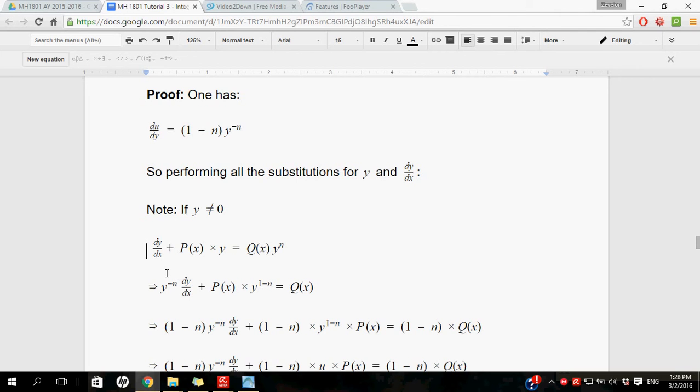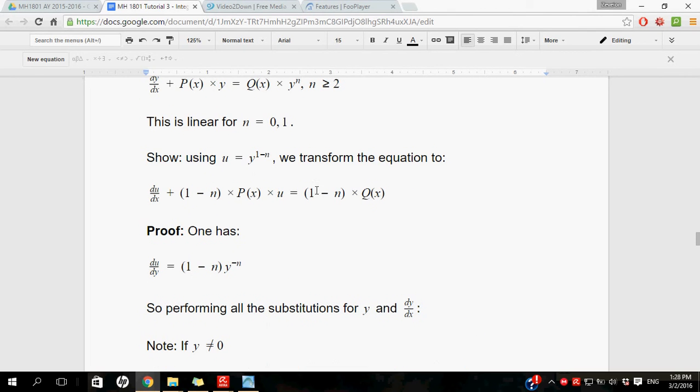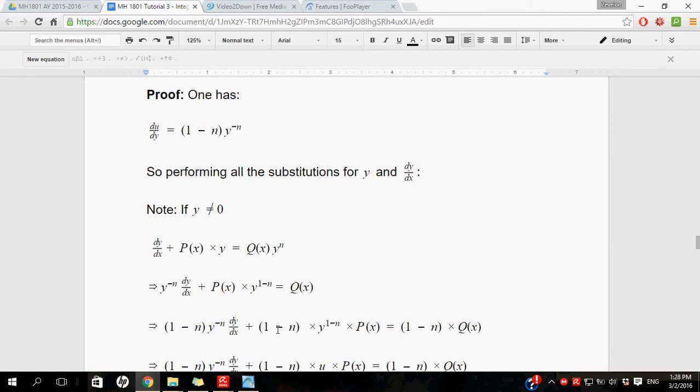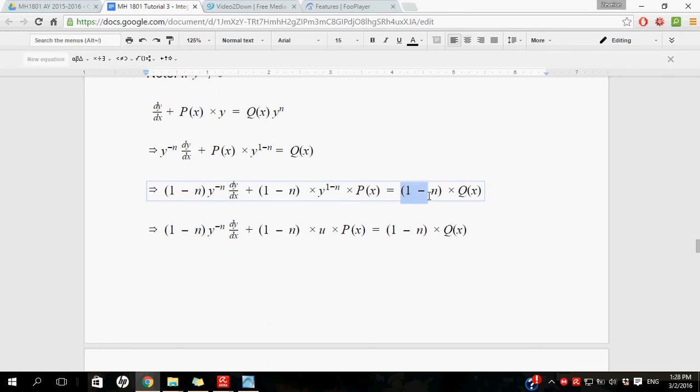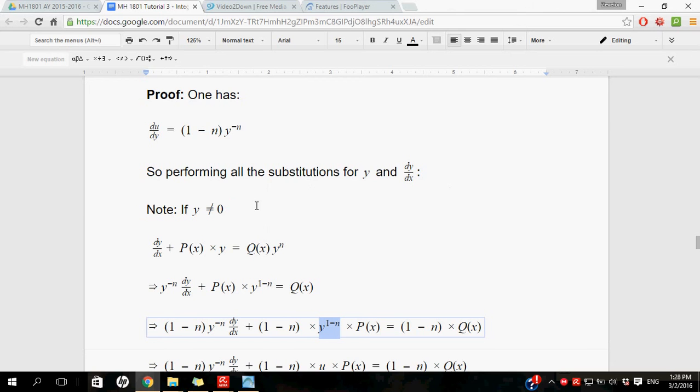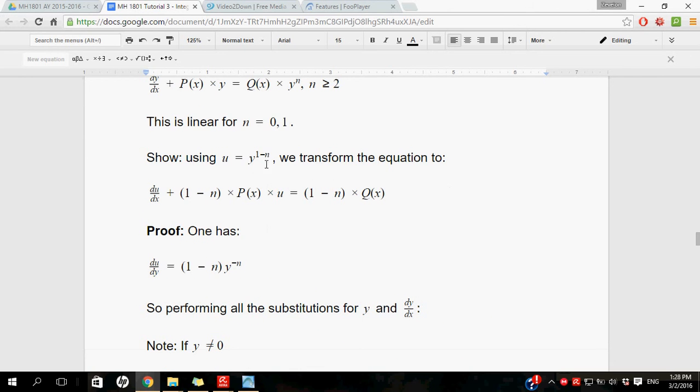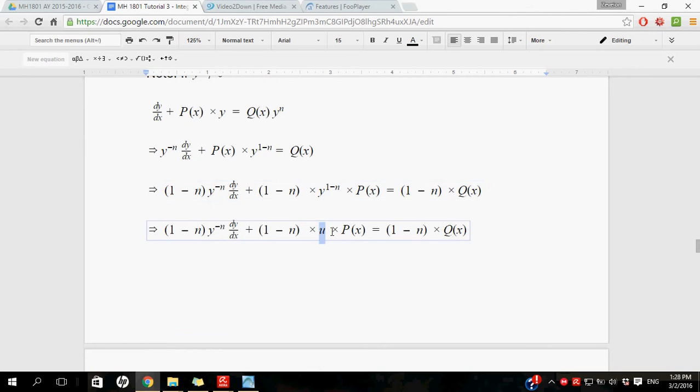The next aspect of the right hand side in what I want is that I should have (1-n)q(x). So I would then multiply throughout by 1 minus n. That is the next step: 1 minus n multiplied to every term in my differential equation. Here is where we observe that things start to fall into place. y^(1-n) is precisely u. u equals that, so we replace it with u.